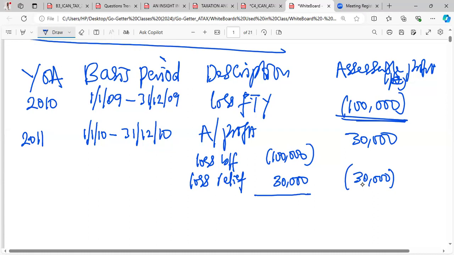This Mr. Loss is owing 100,000. Who is he owing it to? He's owing it to Mr. Profit. Now, somebody has given him 30,000 naira to clear part of his loss. So, what he's going to do is give this 30,000 to Mr. Profit. So, you see here, he's paying 30,000 to Mr. Profit, who is demanding 30,000.